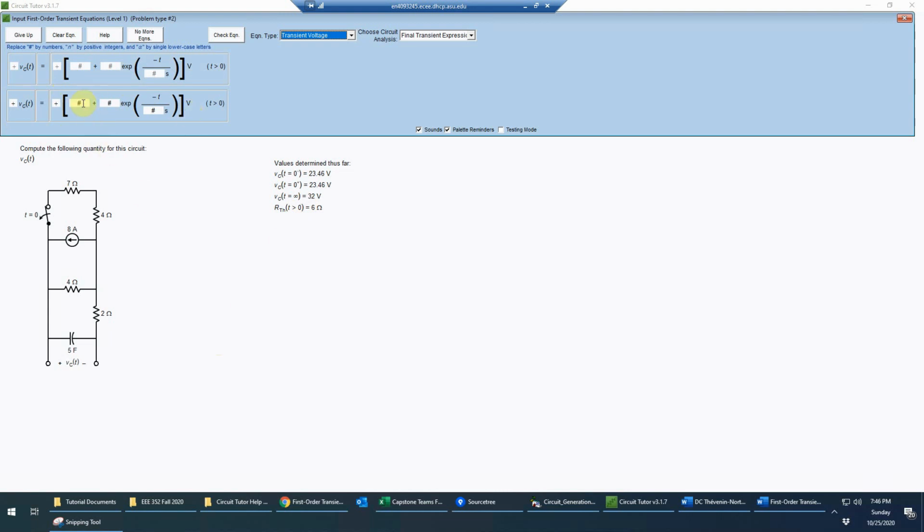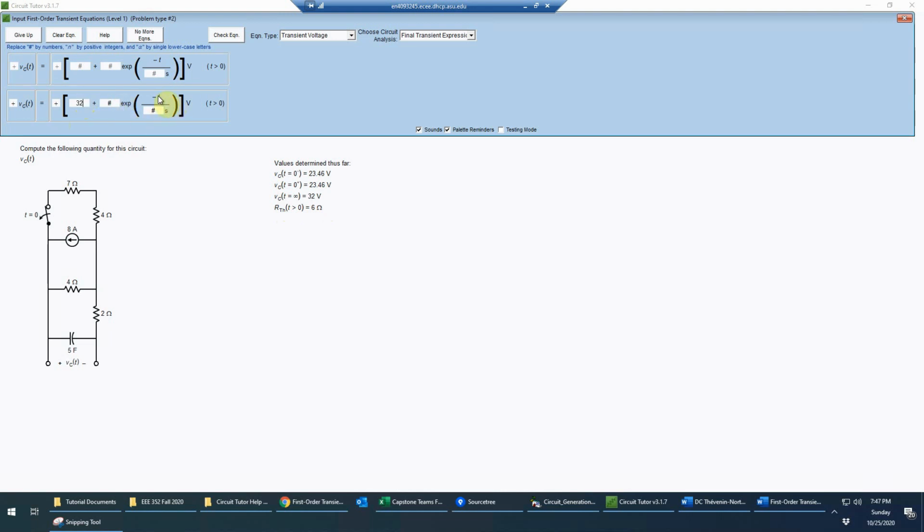So we'll notice, first of all, that at t equals infinity, we'd have e to the negative infinity over something, which would be 0. So this term is going to go away no matter what this coefficient is at infinity, and we're going to be left with this. So this has to be VC of infinity. So VC of infinity I've calculated as being 32 volts. So that tells me that this value has to be simply 32 volts.